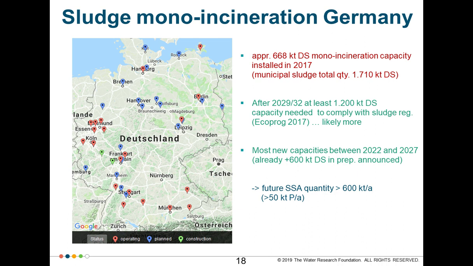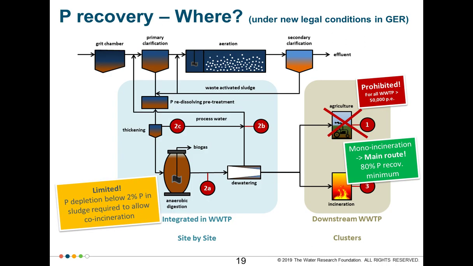So we would need to incinerate 1.2 million tons dry solids of sludge to comply with the regulation, but it's even likely that there will be more capacity. But this in the end provides a potential for phosphorus recovery from ash of around 50,000 tons per year. If you compare it to the mineral P imports of Germany, amounting to 100 to 120,000 tons per year, it's a replacement potential of around 40 to 50%.